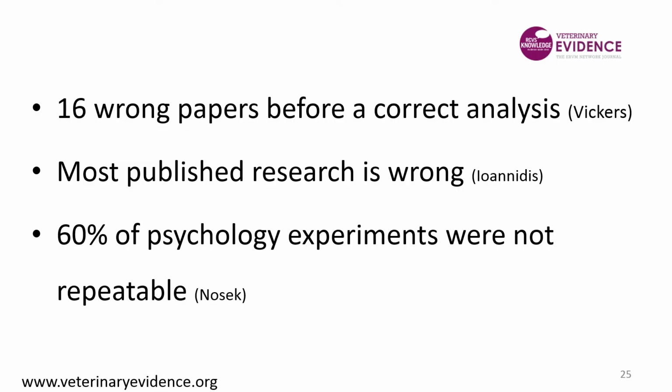It's even more damning for the way that researchers do statistics. Andrew Vickers looked at the human journal Urology and found 16 wrong analyses before he found a correct one. So he just started looking through them. Different papers, wrong, and then found a right one. This classic paper from Science sort of showed that most published research is wrong.